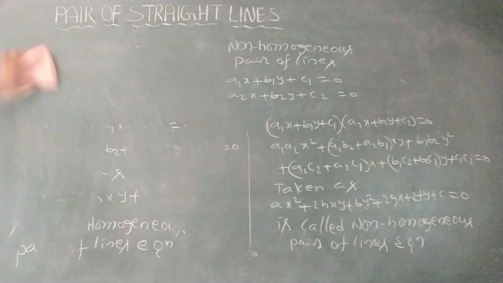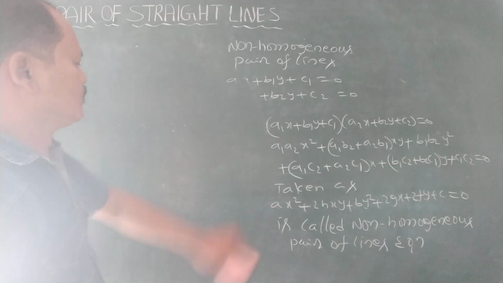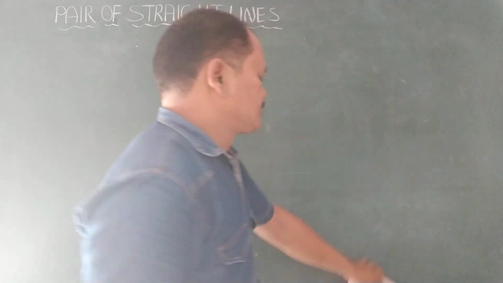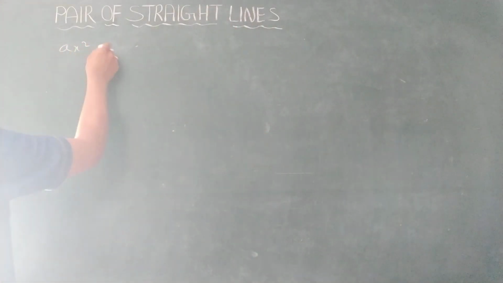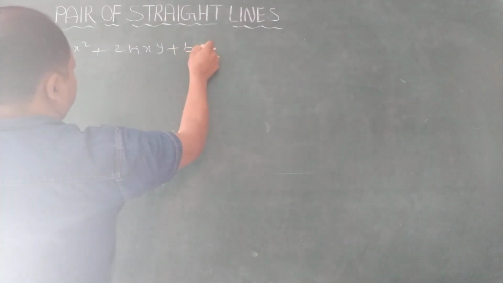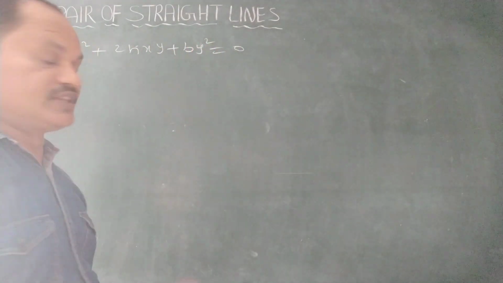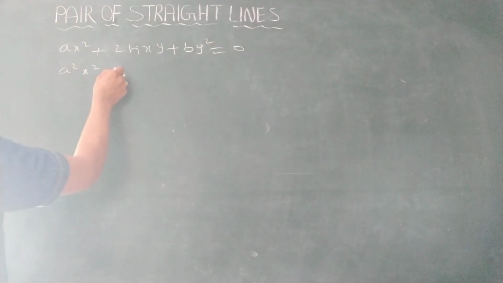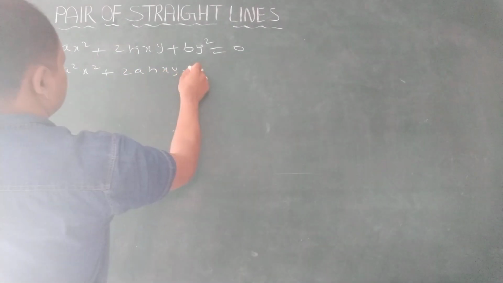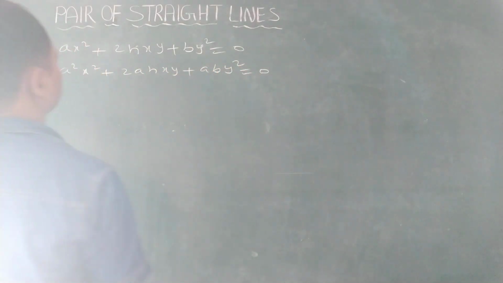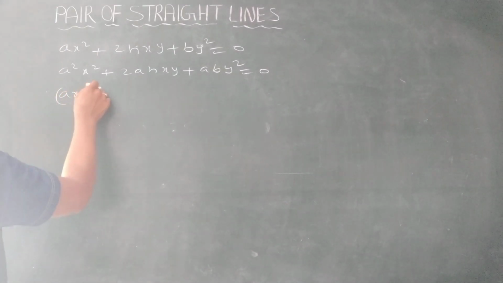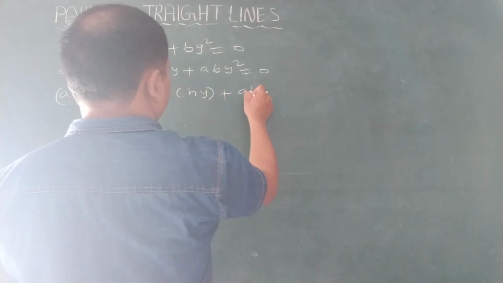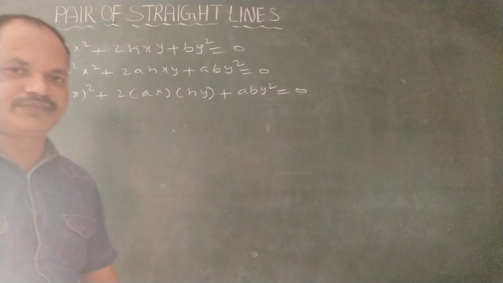That is, take the standard form of the homogeneous pair of lines equation, ax square plus 2hxy plus by square is equal to 0. This can be multiplied by a, then it is a square x square plus 2ahxy plus aby square is equal to 0. Now this can be written as ax whole square plus 2 times ax into hy plus aby square is equal to 0.